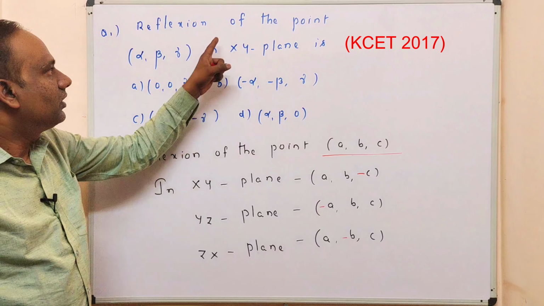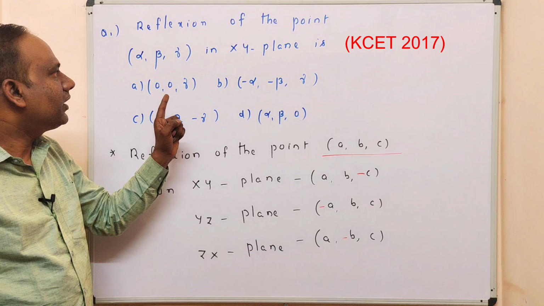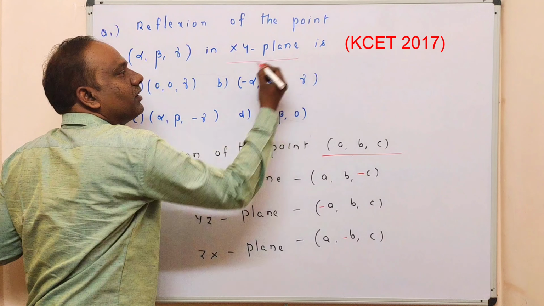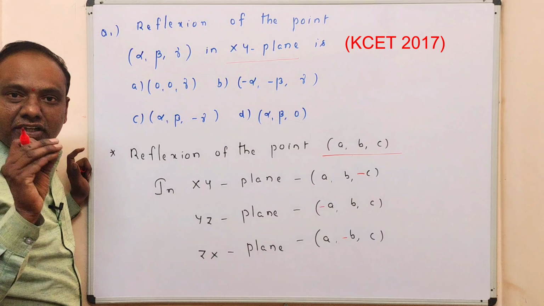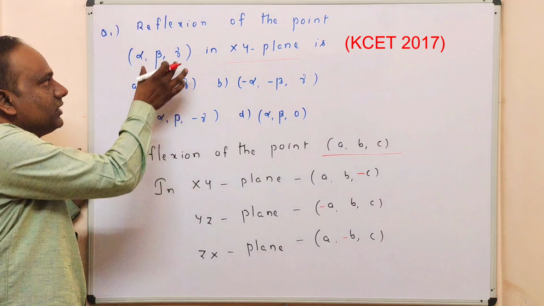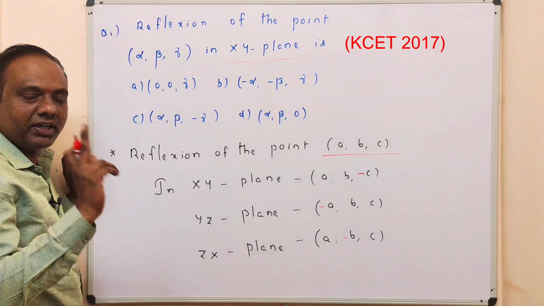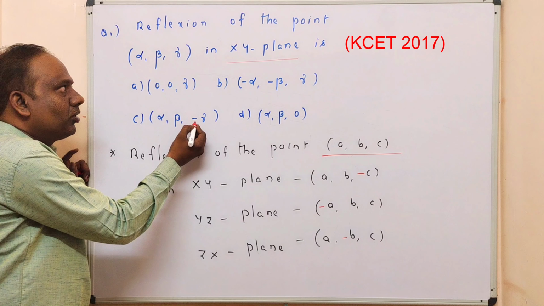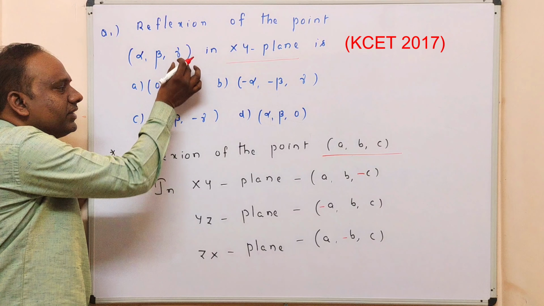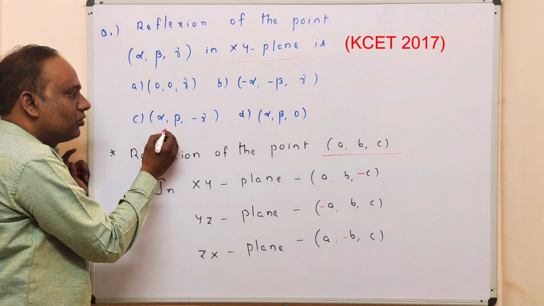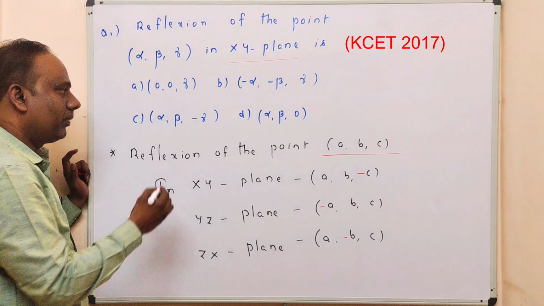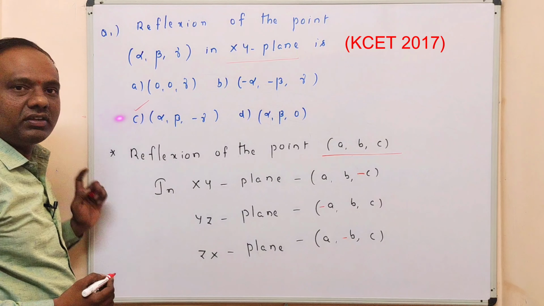Now this question. Here, the reflection of the point alpha, beta, gamma in the XY plane. In the XY plane, only the Z coordinate sign changes. Just observe here, this is the Z coordinate, this sign only changes. So alpha, beta, minus gamma. This is the answer.